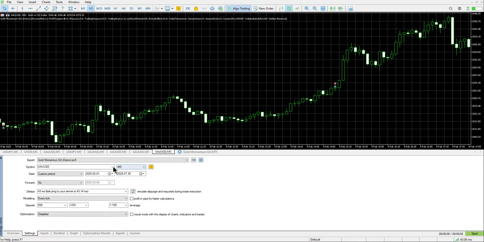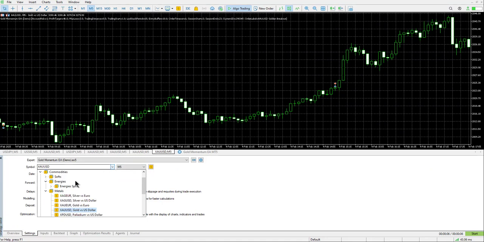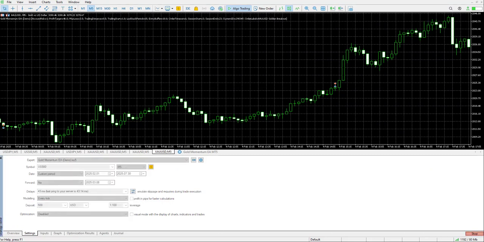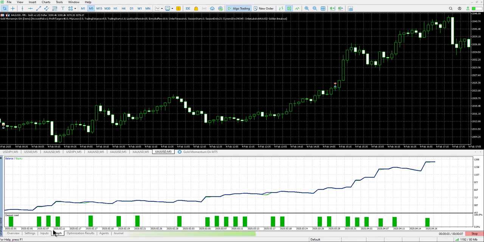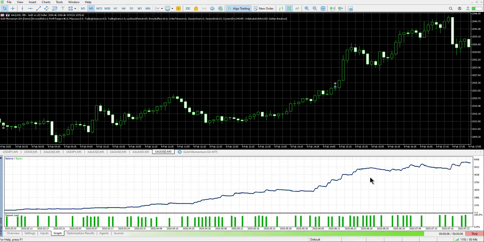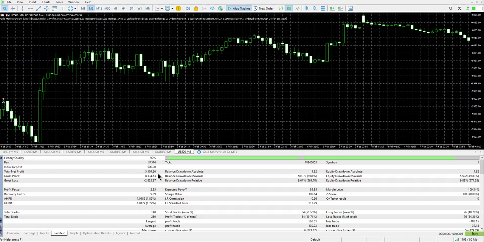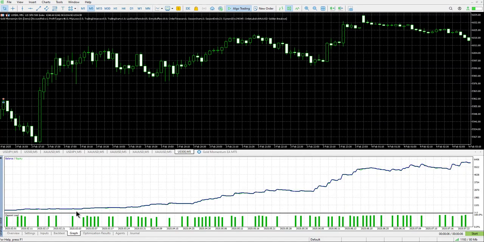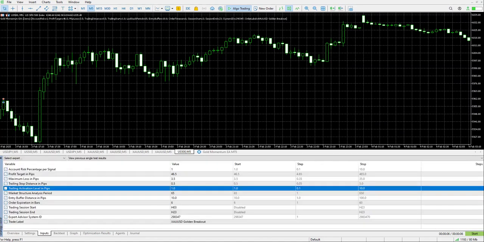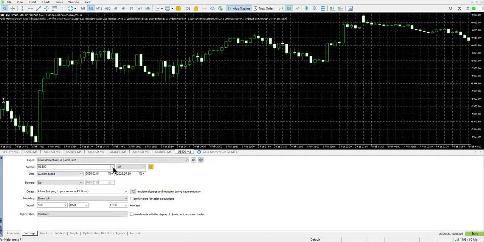And this EA, you can also test it with different pairs, I guess. I did test this on the S&P 500, and it did pretty good there as well. If you look at the graph, obviously it's not as nice a graph as the gold, but it still ended up in profit a lot. That 500 turned into 5,500. That's a big return there. So you can test it on different indices, forex pairs, gold, silver, anything. You can test it yourself and see how it does.